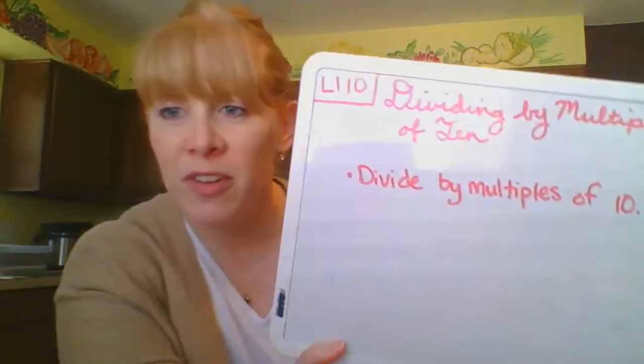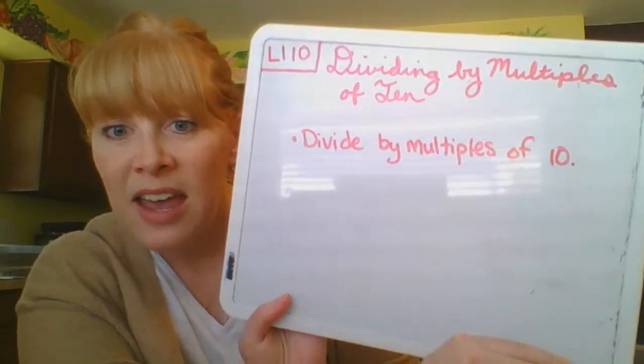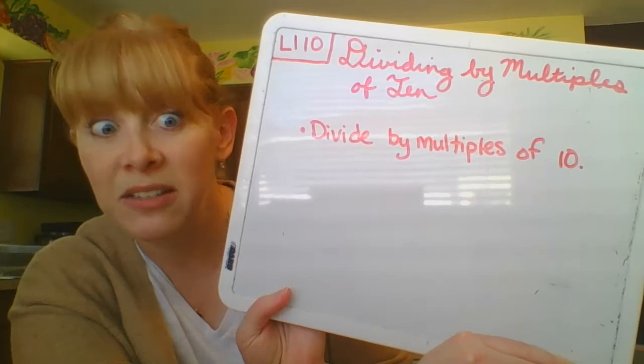Our theme for lesson 110 is dividing by multiples of 10, and our objective is divide by multiples of 10. Now, the last time we had such a simple objective, it was dividing by 10, and then the objective was divide by 10.